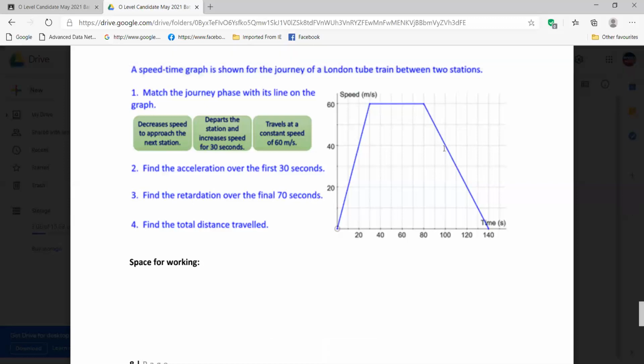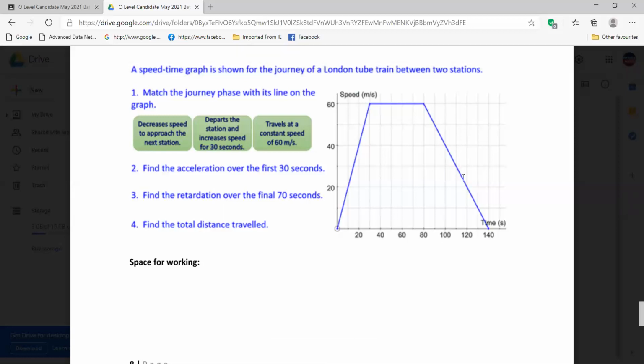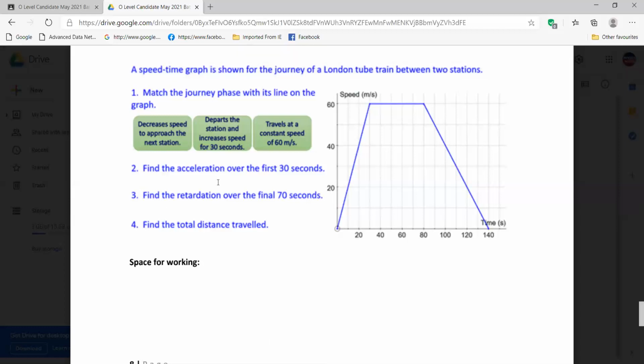Retardation is slowing down. Our slowing down is happening here, right? Here you got decreases speed. So you already understood this is decreasing speed, right? And I already told you that retardation also means slowing down or deceleration or decreasing the speed. Similar thing, right? So the same formula we will use for getting retardation, the one we use for acceleration. V minus U by T, right?